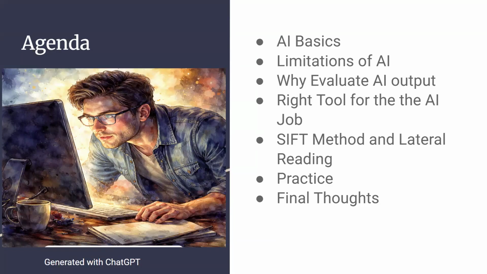We'll talk about why you want to evaluate AI output. We'll also talk about picking out the right AI tool. Not every AI tool can be used for academic research. Some are much better for that option than others, and so for picking the right one, there's criteria you should follow. We'll talk about the SIFT method and lateral reading, as we're talking about how to evaluate these AI tools and how to evaluate these AI outputs in ways that you can be sure that the information that you see is accurate by verifying other sources.